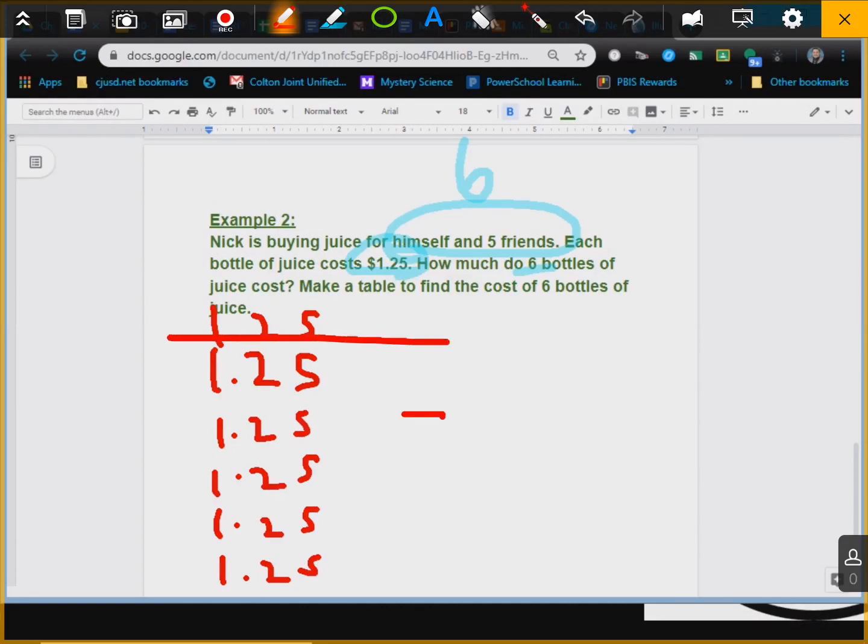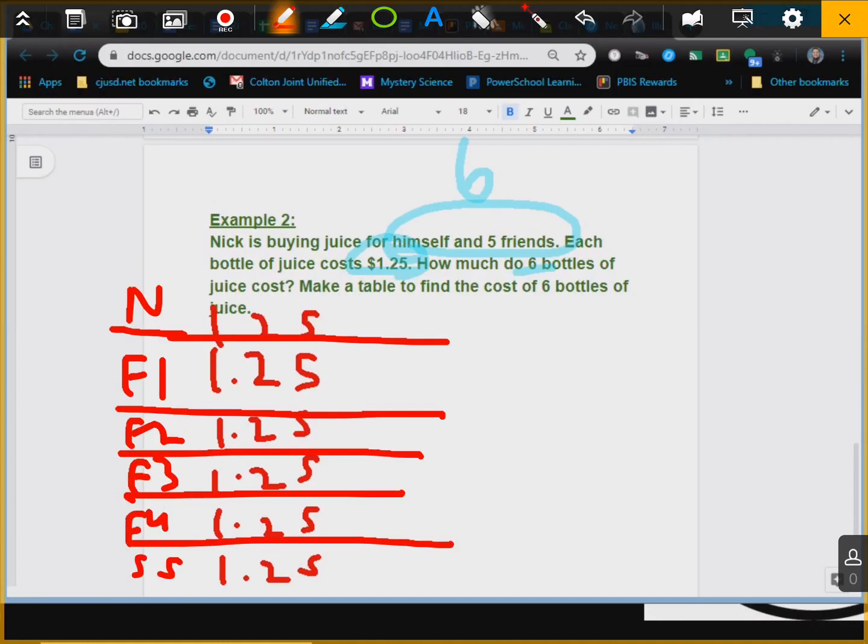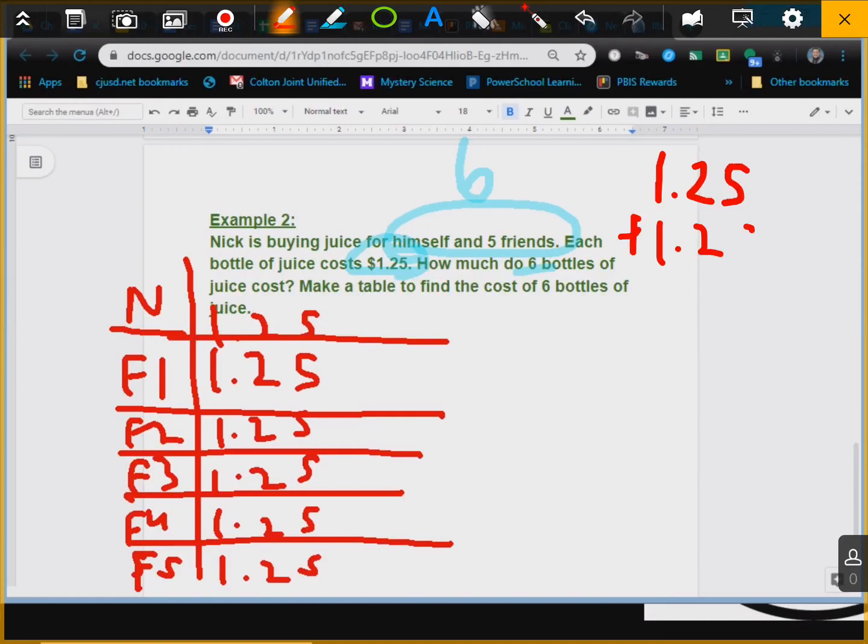And we can just make a table like this. And we could say this is Nick, this is friend 1, friend 2, friend 3, friend 4, friend 5. And there's our table. Alright, so we can do this a couple ways. We can add 1.25 5 times, which we're going to do, or multiply it by 5, which I don't think we know how to do yet, so I'm just going to go ahead and add 1.25 plus 1.25.